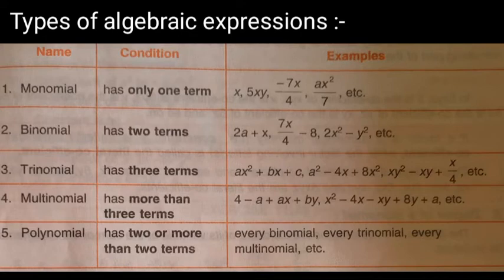Now the last one, the fifth one, is the polynomial. The condition for a polynomial is that it has two or more than two terms. Every binomial, every trinomial and every multinomial we can call a polynomial, as the condition is that it has two or more terms. Whether it has only two or more than two terms, we can call it a polynomial. So we can call a binomial a polynomial also, a trinomial a polynomial also, and a multinomial a polynomial also.